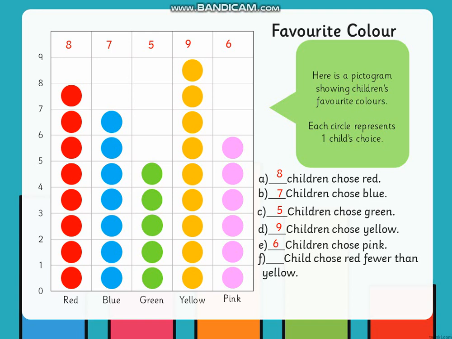How many fewer children chose red than yellow? So the yellow and the red. Red is 8 and yellow is 9. So this means that I have to count from the 8 until I reach the 9.